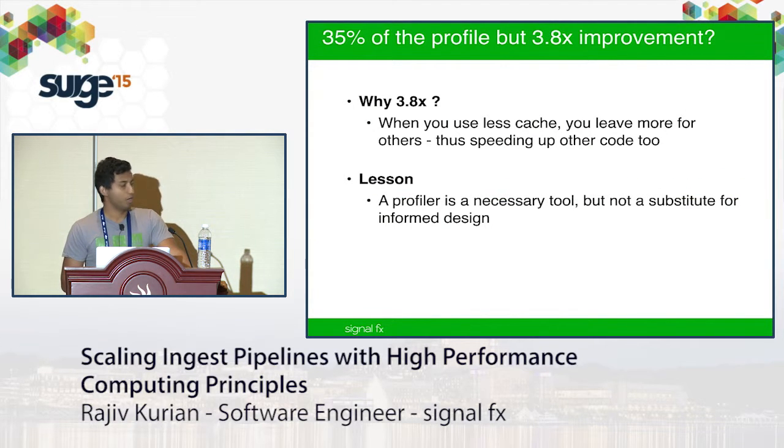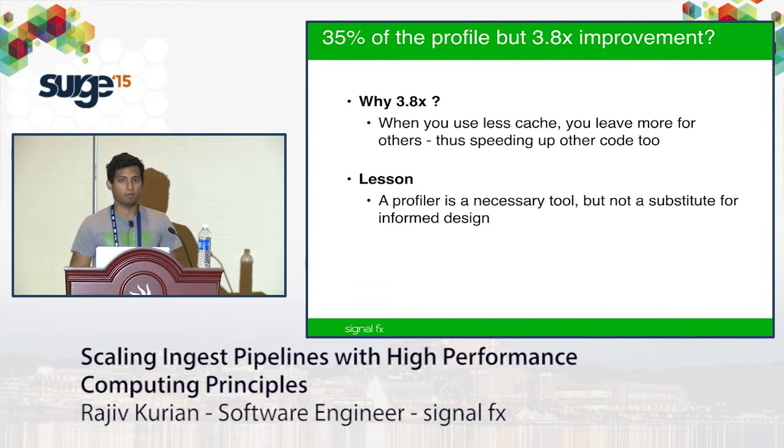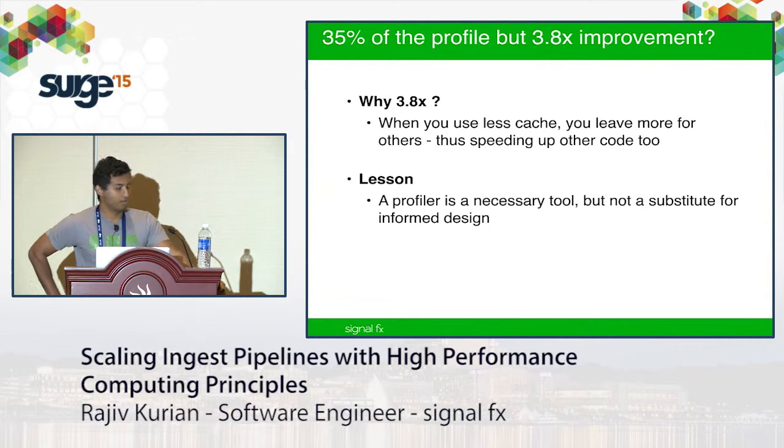So how is that even possible? How could you optimize something? Even if you take that whole 35%, you shouldn't be able to see so much improvement. Also, profilers lie all the time. It's an important tool, but not a substitute for informed design, especially if you have a profile which tells you that you have 1% here and 0.5% there.